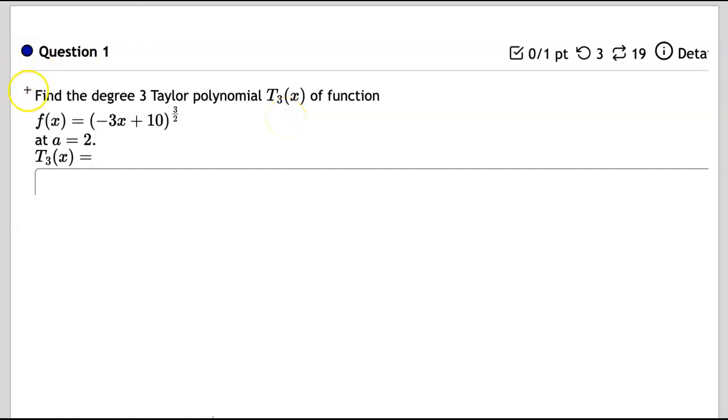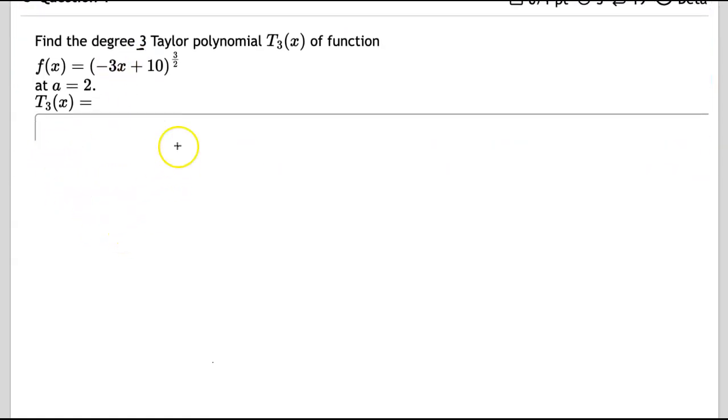Hello, in this problem we are asked to find a third degree Taylor polynomial for this function f of x equals (negative 3x plus 10) to the 3/2 power, centered at a equals 2. So in order to find the degree 3 Taylor polynomial, we're going to have to find 3 derivatives, right? And we're looking for the corresponding coefficients.